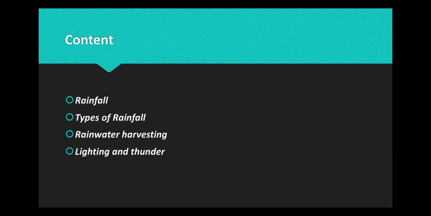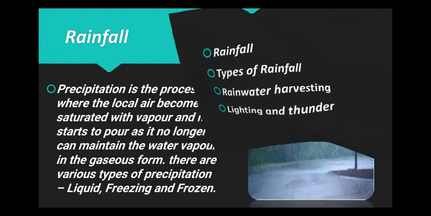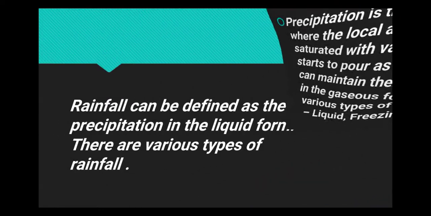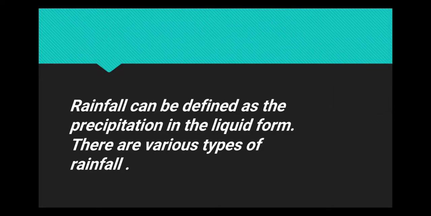In this part 5 of atmosphere, we are going to learn rainfall, types of rainfall, rainwater harvesting, lightning and thunder. Rainfall. Precipitation is the process where the local air becomes saturated with vapor and it starts to pour as it no longer can maintain the water vapors in the gases formed. There are various types of precipitation: liquid, freezing and frozen. Rainfall can be defined as the precipitation in the liquid form.